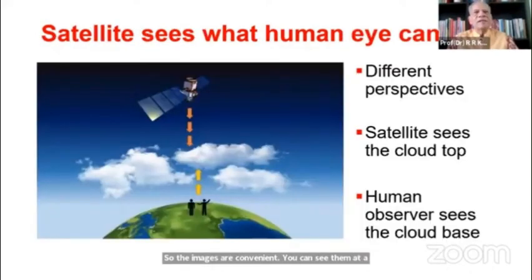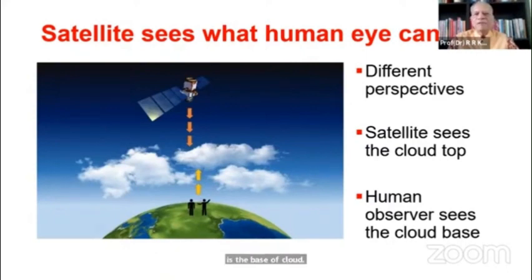What a satellite sees is something that a human eye cannot. That's why we need satellites. For example, looking at a cloud, we look up to the sky and what we can see is the base of the cloud. But when a satellite looks at the cloud, it looks from space and sees the top of the cloud. So we have different perspectives of looking at the same thing.